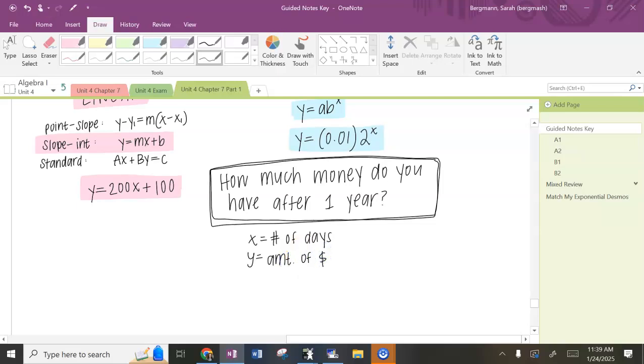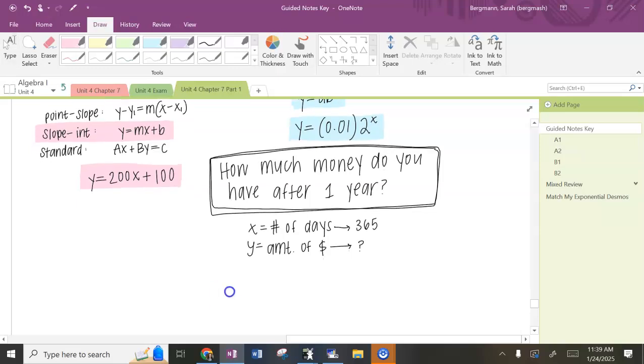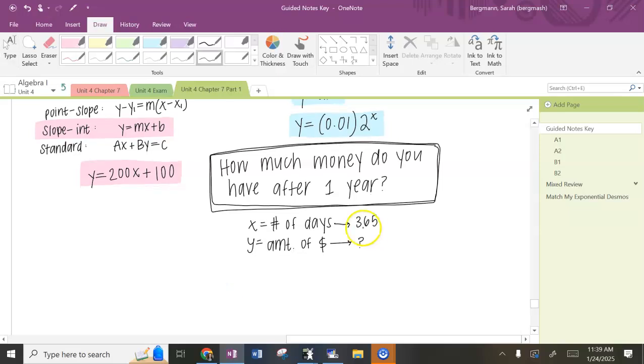So to answer this question, how much money do you have after 1 year? Are you looking for x or are you looking for y? You're looking for y. If you're looking for y, you have to know x. So the number of days, if it's 1 year, that's going to be 365. So now whichever option you chose, go ahead and figure out how much money you have. Plug in 365 for x.